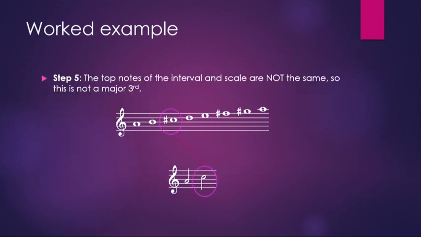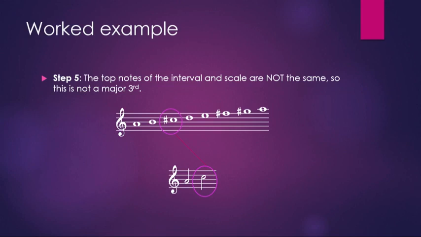Then we compare the top note of the interval with the same letter name note in the scale. Okay, so in our interval, we've got an A and a C. C is the highest note. If we look in the written out scale, we'll see there's a C sharp. All right, so the notes are not the same, so this is not a major third. Now, is C natural higher or lower than C sharp? Anything with a sharp in front of it has been made higher. So the C natural is actually lower.